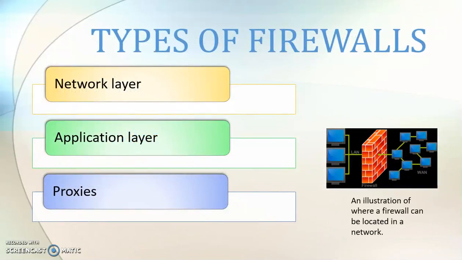Here we are seeing the types of firewall. Mainly we have three types of firewall. One is the network layer firewall, the second is the application layer firewall, and the third is proxies. In another way, we can call the network layer firewall a packet filtering router, the application layer firewall an application level gateway, and proxies are known as circuit level gateways.